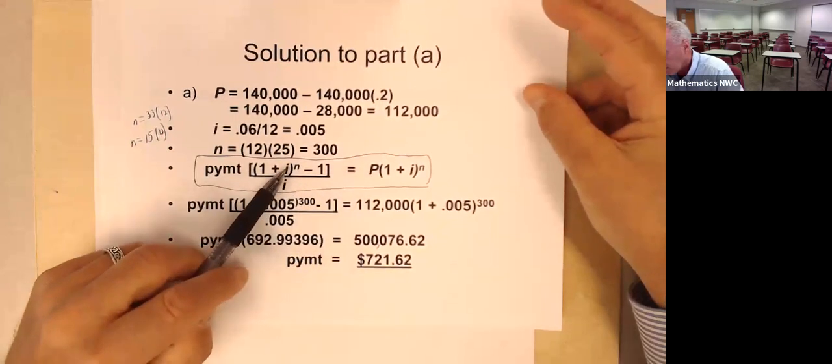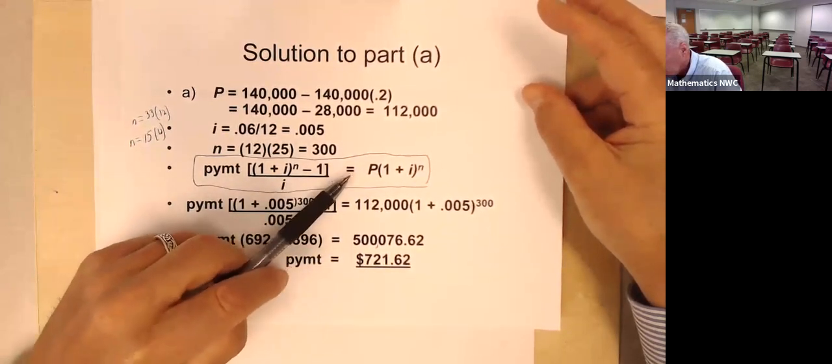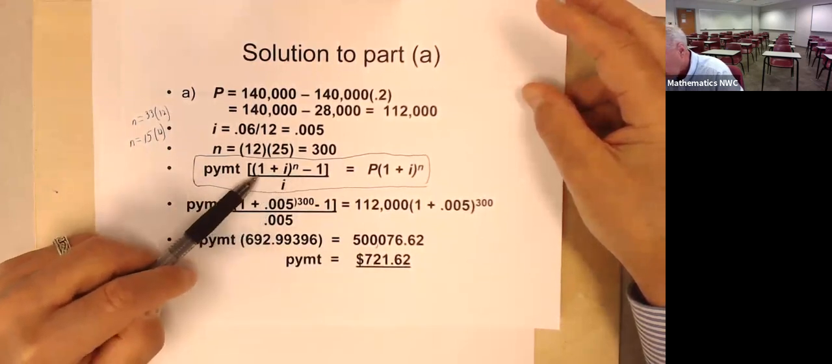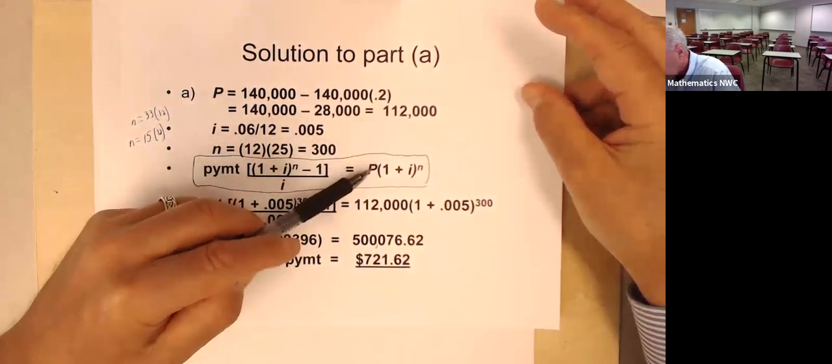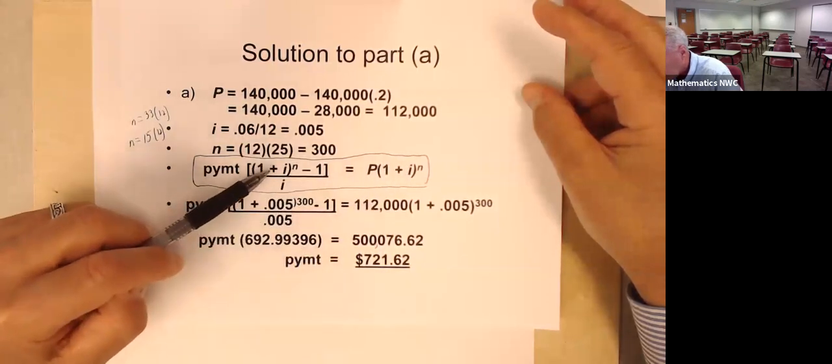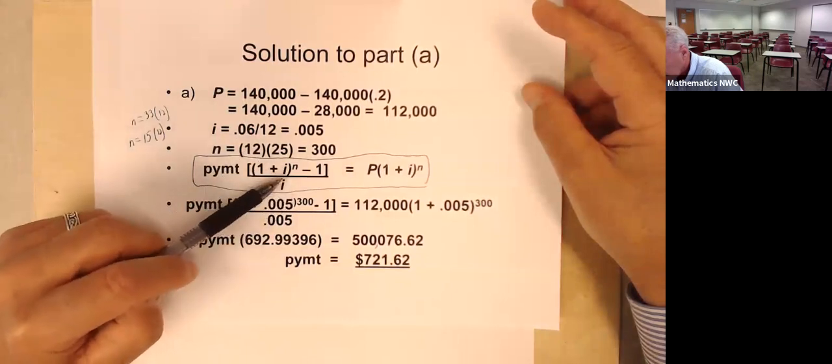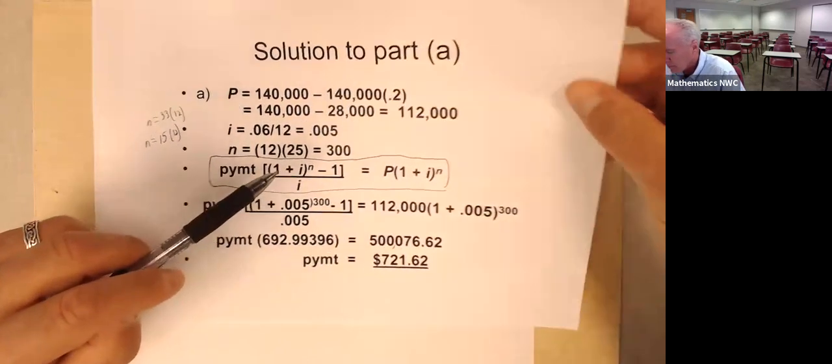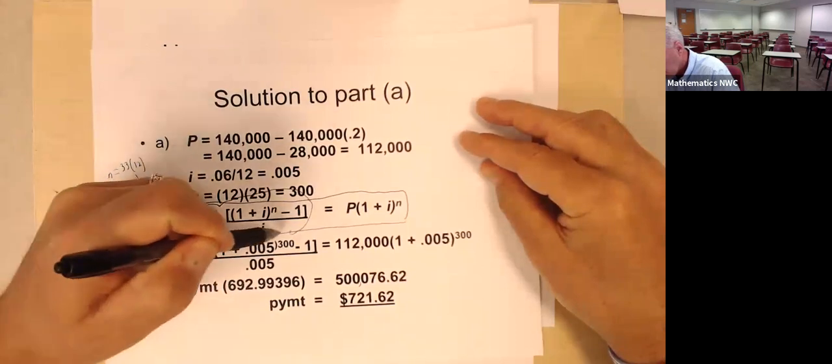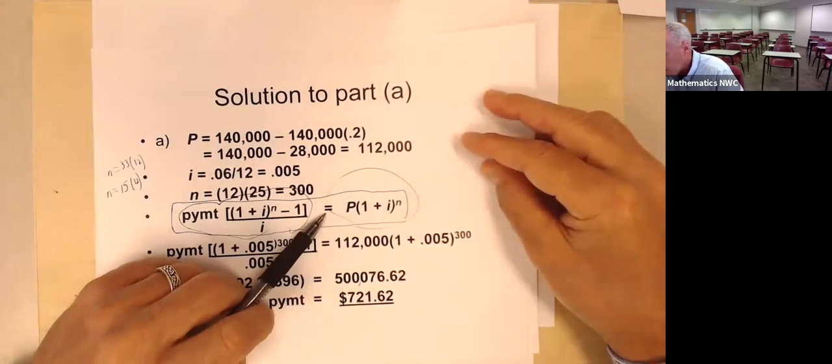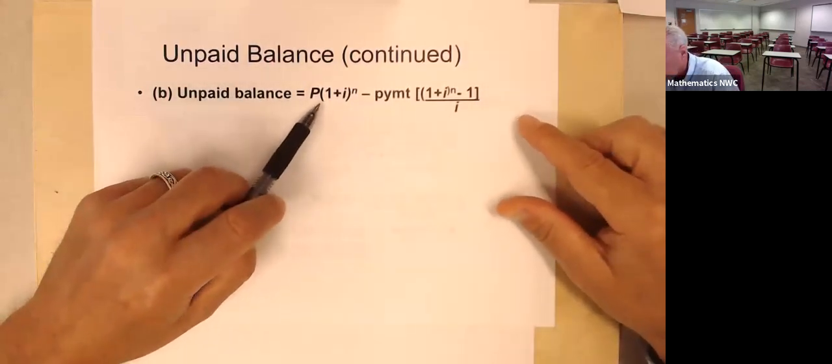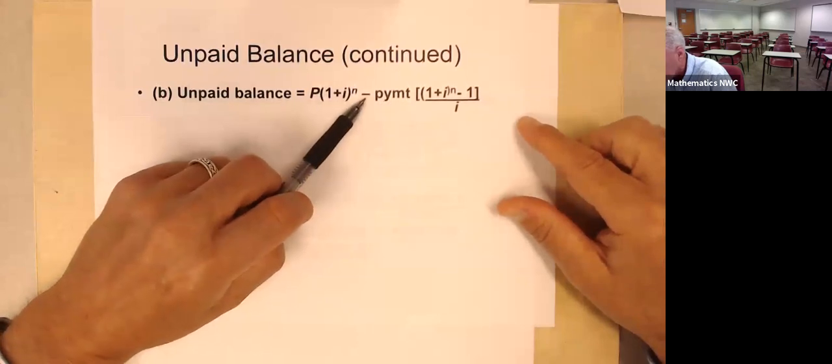This was our formula. When these two become equal, the house is paid off. If I pay this $721 for that amount, it'll equal the $112. This side starts out bigger, starts out at $112, but after 20 years, 25 years, it would be equal. We would have paid it off. Notice these two expressions are set equal here. But now when I'm finding the unpaid balance, here's a new formula. It's the same two things, but I'm subtracting them.